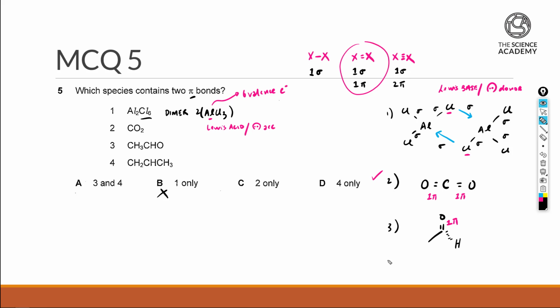Now in the last option, number 4, we're going to have a CH2 followed by a CH followed by a CH3. This itself is your propene, and again you see a double bond, C double bond C. We have another 1 pi bond over here, and because the question wanted 2 pi bonds, I'm obliged to say that only C is going to be the correct answer, because only in structure number 2, carbon dioxide, do you see a grand total of 2 pi bonds.